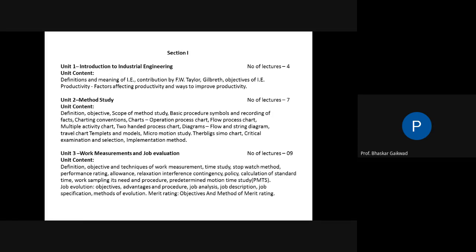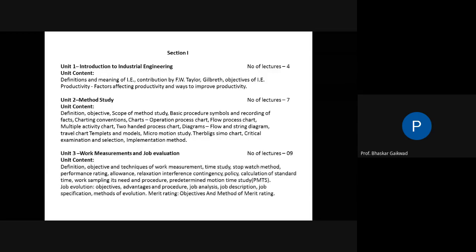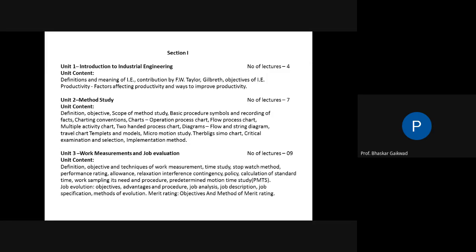After that, we go to productivity. What is productivity? This is the ultimate aim of industrial engineering, to achieve productivity. Then factors affecting productivity and ways to improve productivity. So this is the syllabus in our unit number one. Unit number two is method study. What is the definition of method study, objective, scope of method study, basic procedures, and the different charts used to study the present manufacturing process in the shop floors.